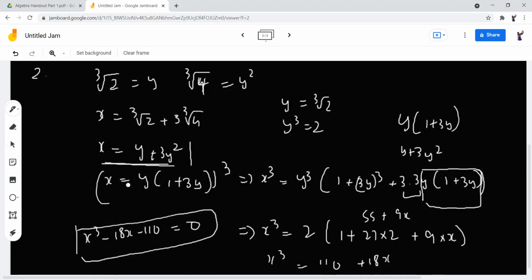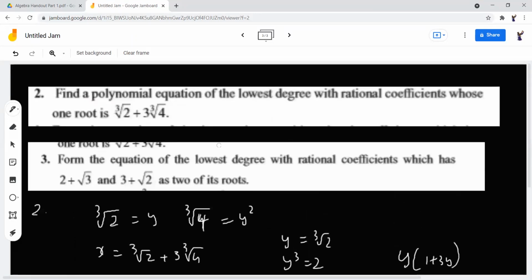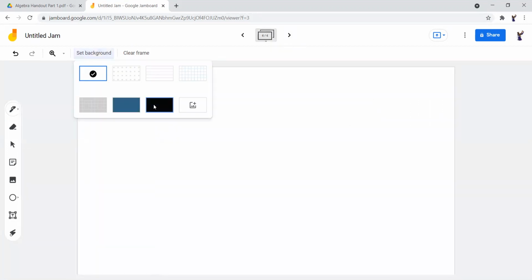So now, guys, please solve the third question. And I'll be answering your doubts now also. One second, give me 2 minutes. I'll answer your doubts.